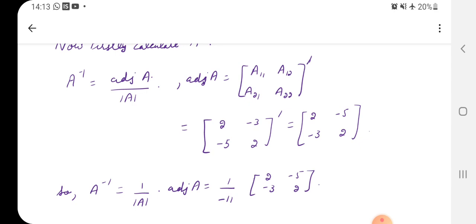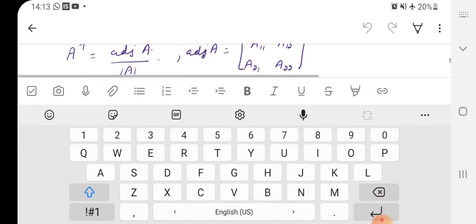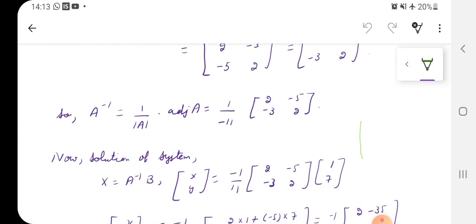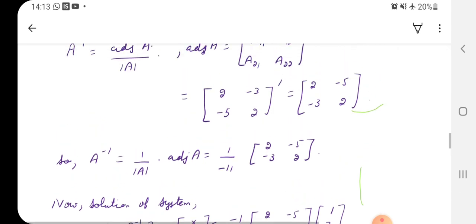This will be your adjoint matrix, right? Adjoint of A. Now divide the adjoint matrix by the determinant, and you will get your inverse matrix. So the inverse will be 1 by det A into adjoint A. So it will be 1 by minus 11 into the matrix 2, minus 5, minus 3 and 2. Now this is your A inverse.